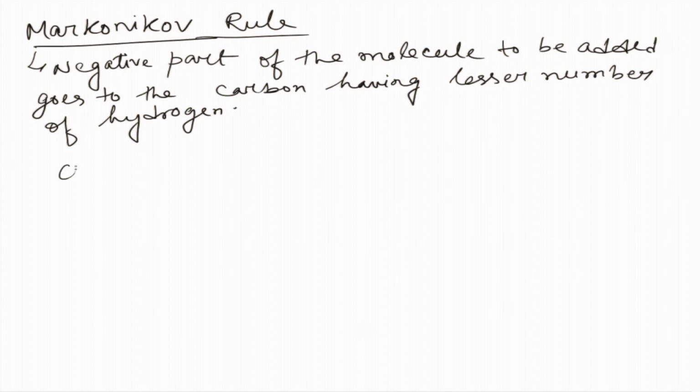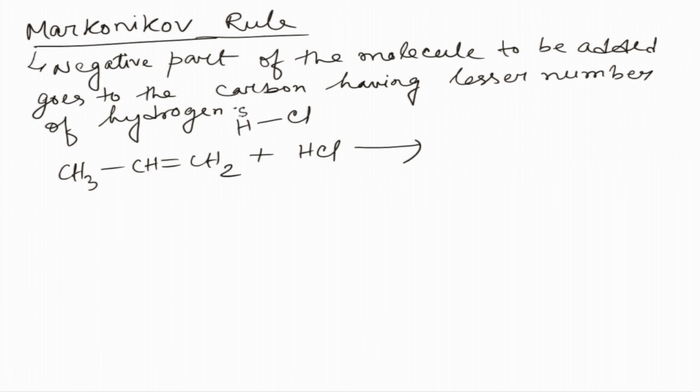of hydrogen. So, if this is the alkene and we add HCl, then negative part among H and Cl, hydrogen is positive, chlorine is negative, right. So, the negative part of the molecule will go to the carbon having lesser number of hydrogen. So, this carbon has 1 hydrogen, this carbon has 2 hydrogen. So, the negative part, that is the chlorine, will come to this carbon having 1 hydrogen. So, chlorine, and the hydrogen will then go to the carbon having more hydrogen. So, this. Okay.